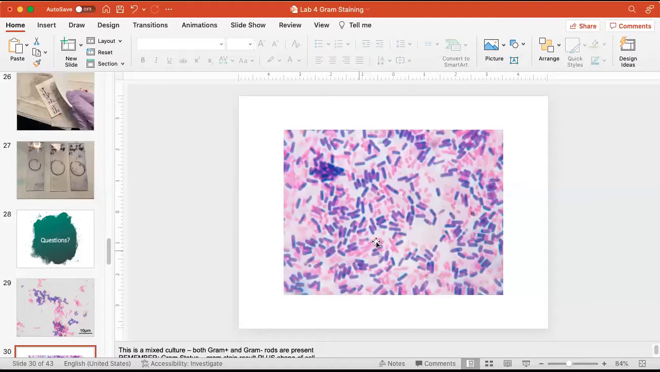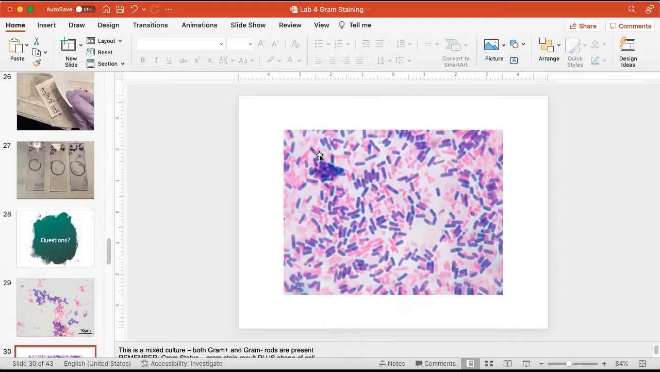Remember, look around until you can find single cells. Here's one single rod. Here's a single rod. Here's a single rod up here and right next door to it. These are purple or gram-positive rods. And I also have pink, gram-negative rods. Now remember, if I look right here, it looks like I have pink cocci, right? Looks like I have pink cocci here.